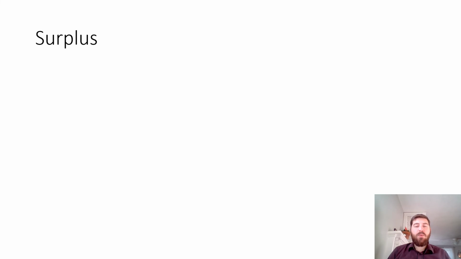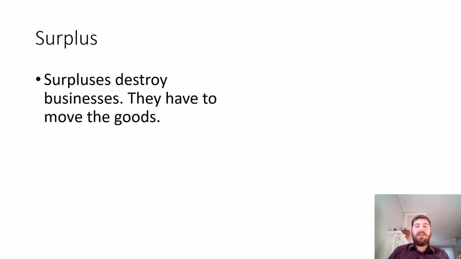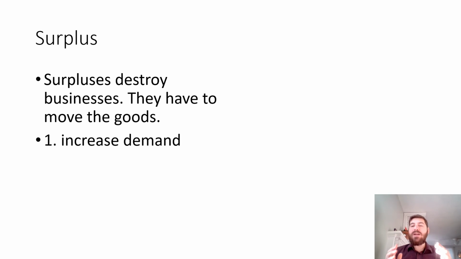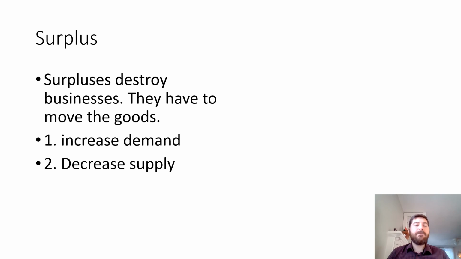Next time, we will see what a producer can do about a surplus. Because surpluses are so damaging, they cost so much money. If you find yourself in a surplus, you have to sell that stuff. And there's really only three ways to do that. Number one, you can make people want it more, try to increase the demand. Number two, you can try to decrease the supply in some way. Usually that means just making less of it for the future.